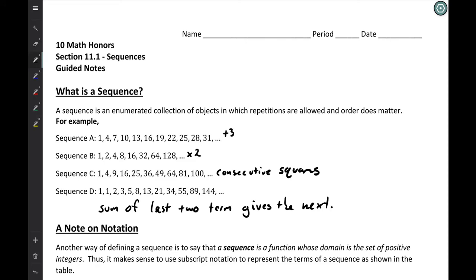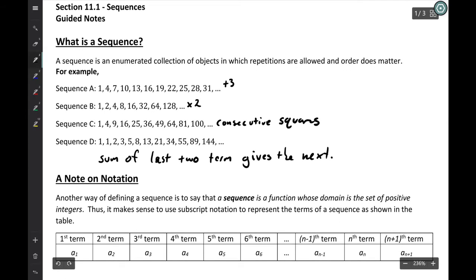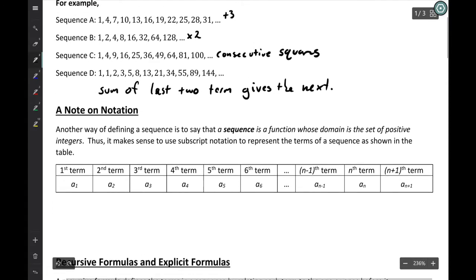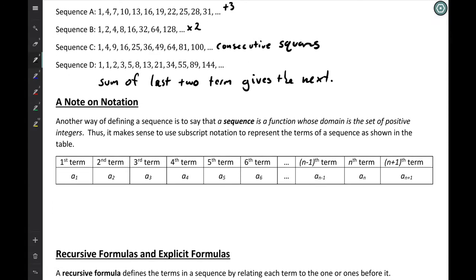The big reason why we're doing sequence and series as a chapter is to introduce us to a bunch of different notation. So our first type of notation is this idea of the terms of a sequence and how we label them. So another way of defining a sequence is to say that a sequence is a function whose domain is the set of positive integers. Thus, it makes sense to use subscript notation to represent the terms of a sequence as shown in the table.